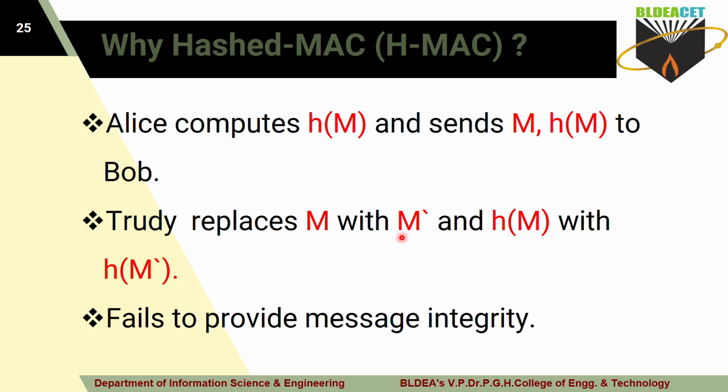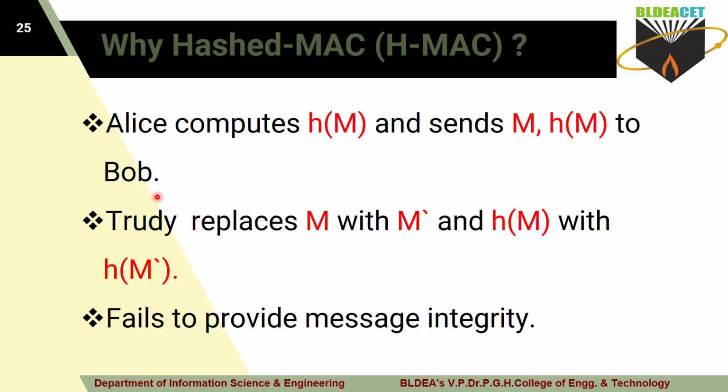Okay, Trudy will generate its own message. It may be an evil message, and for that message the hash value is calculated. Now, in the place of M and H of M, Trudy will send the message M dash and H of M dash here.